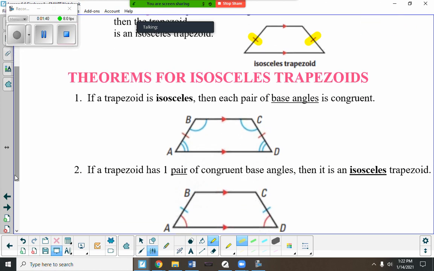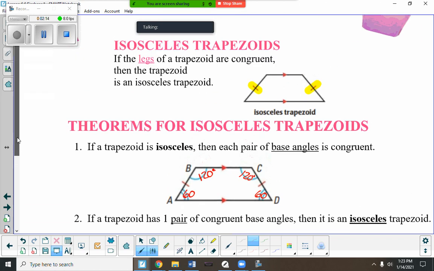So some properties of an isosceles trapezoid would be, if a trapezoid is isosceles, then each pair of base angles is congruent. So in other words, if this was 120, this would be 120. And we have parallel lines here. So same side interior angles are supplementary. So this would be 60, which would mean this would be 60. So the base angles, both pairs are congruent. There we go.